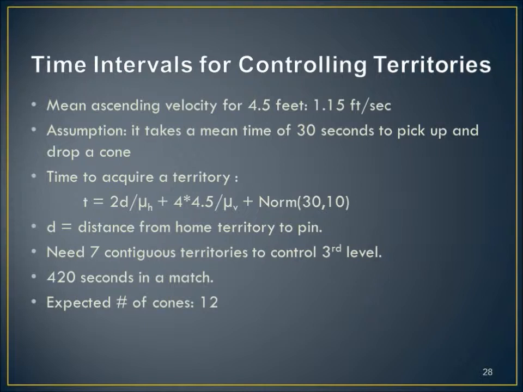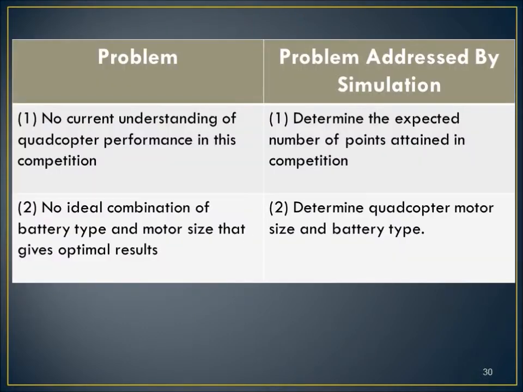Now we begin discussing the simulation, where we used our experimentally gathered data to model the time to acquire a territory using the equation shown below. The mu values represent random numbers chosen from our distributions.